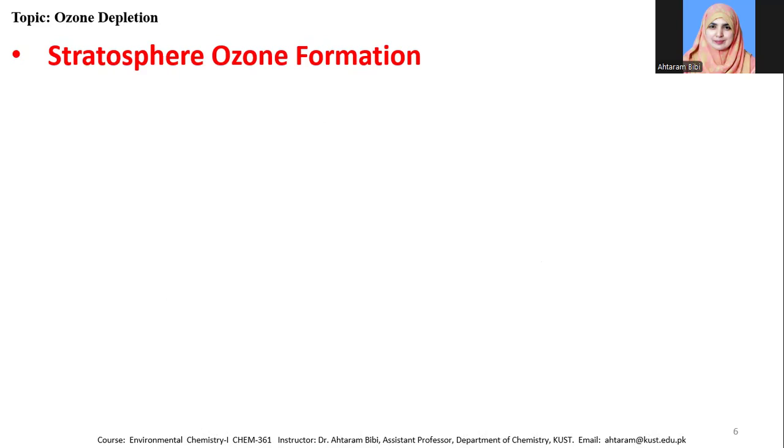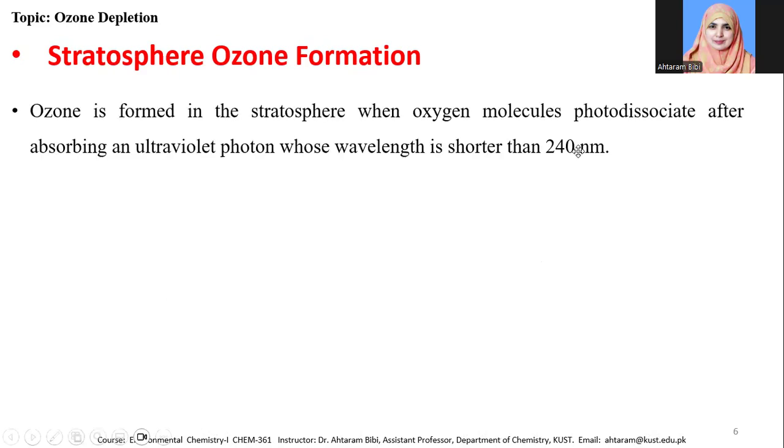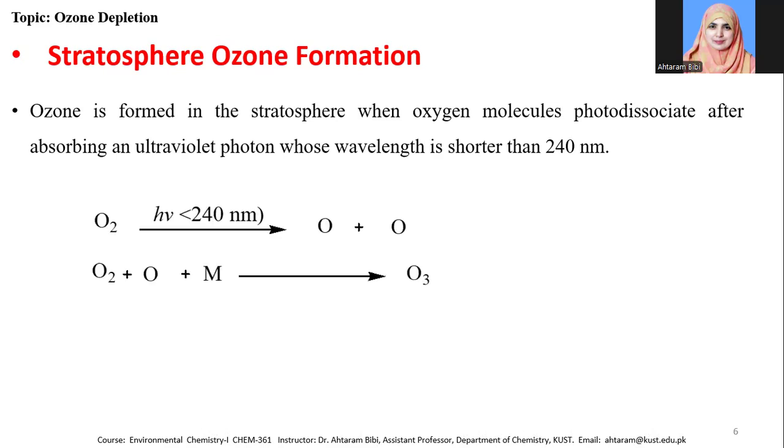How is the stratospheric ozone layer formed? Ozone is formed in the stratosphere when oxygen molecules photodissociate after absorbing ultraviolet photons whose wavelength is shorter than 240 nanometers. The oxygen molecule photodissociates at 240 nanometers.